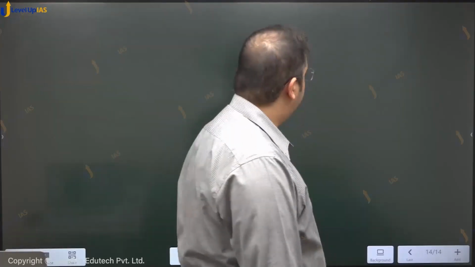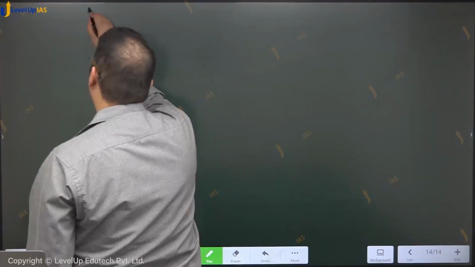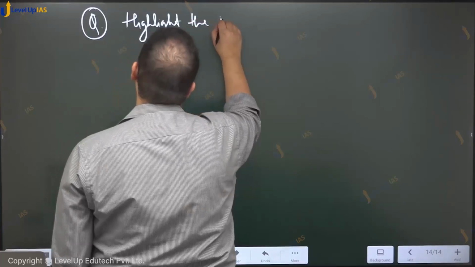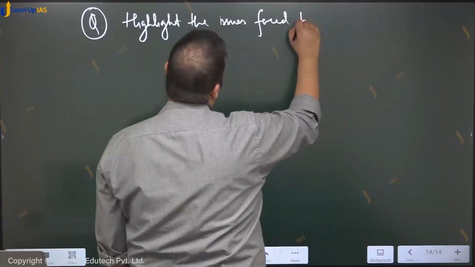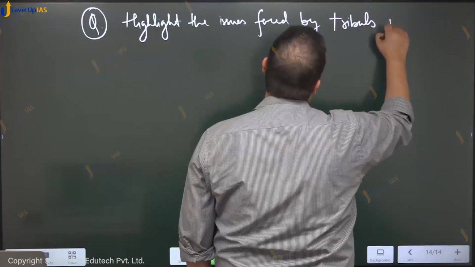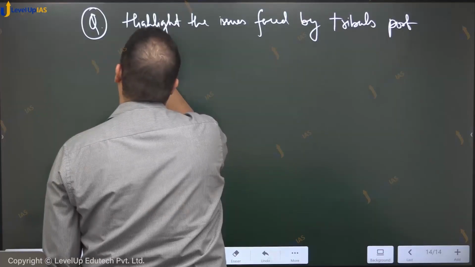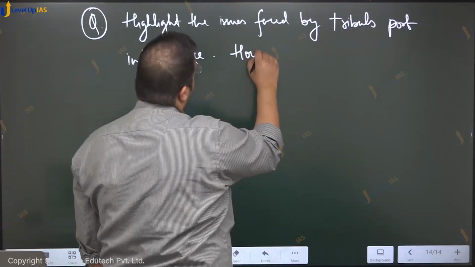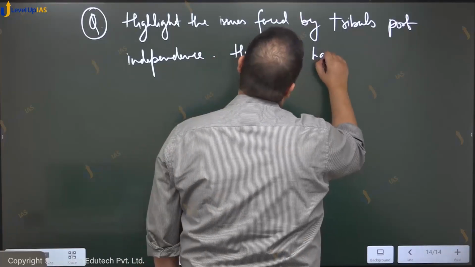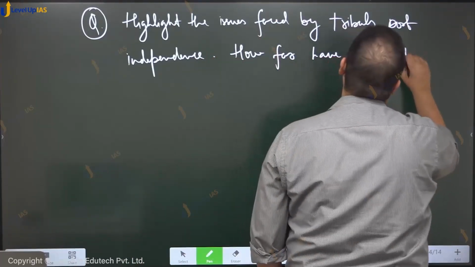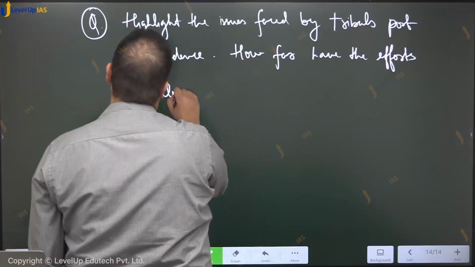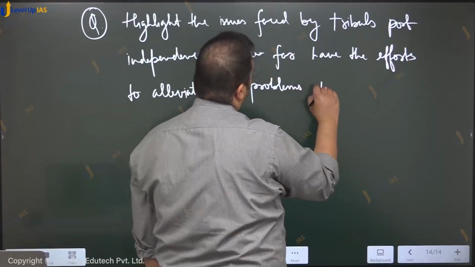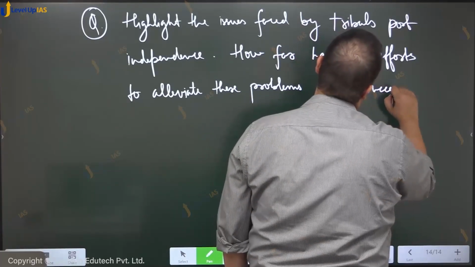Okay. So this was tribal integration. Turn a question. Highlight the issues faced by tribals post independence. So, how far have the efforts to alleviate these problems been successful?